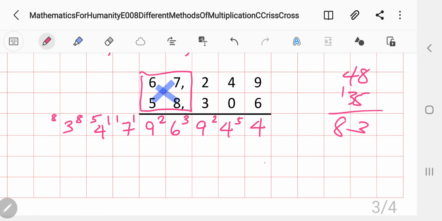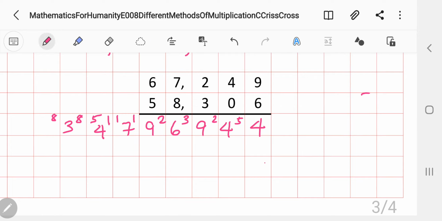And then I will have the last column to be enclosed. So I'll erase this, and I'll just enclose this last column. So 5 times 6 would be 30. So I'll just write 0 here and then the 3 here. So now we can get the product. It's a long method, but definitely much faster than the traditional one.